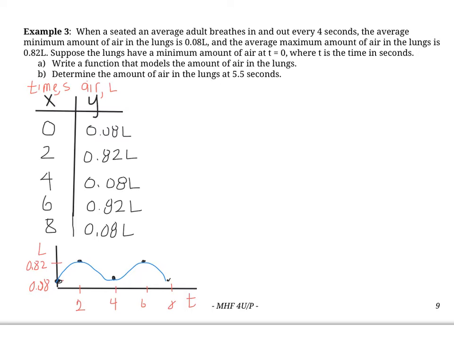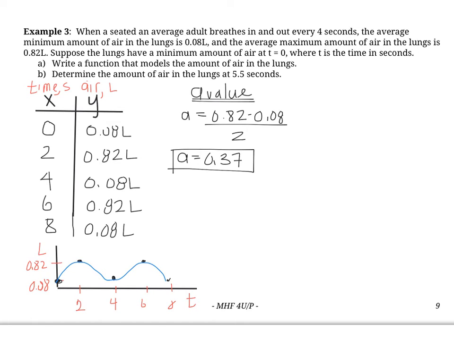So let's start finding our a value, our k value, our c value, and our d value. Starting with our a value, we know that's just the amplitude. It's going to be the height from the middle to the top. Another way to think about that, it's the max minus the min. So 0.82 minus the min, 0.08, divided by 2. So that gives us an amplitude of 0.37.